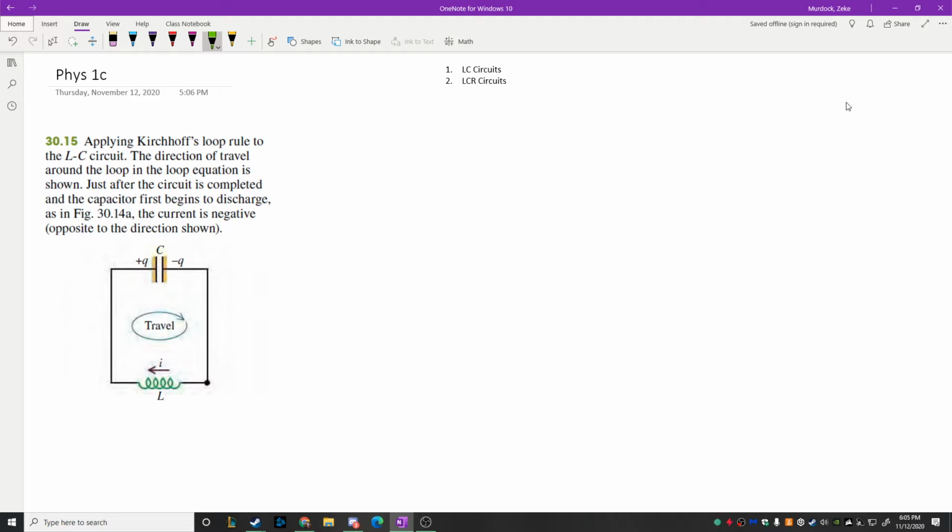As I was just saying, the one thing that's different here is there's no battery, no EMF source. So in order to have any type of potential or energy of any kind, then we need to charge the capacitor plates to begin with.